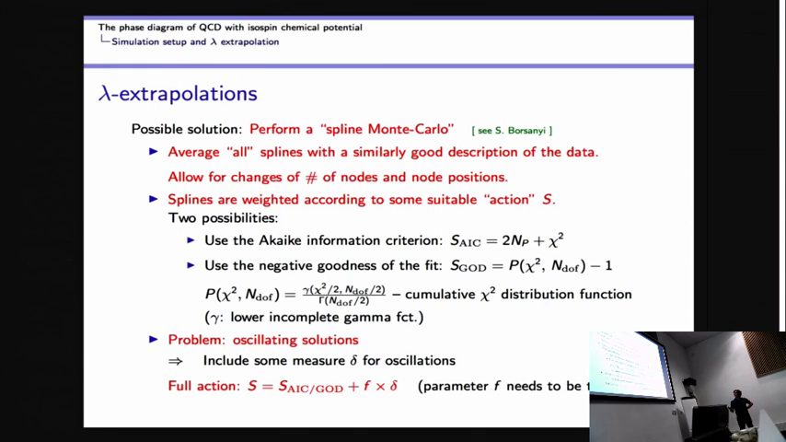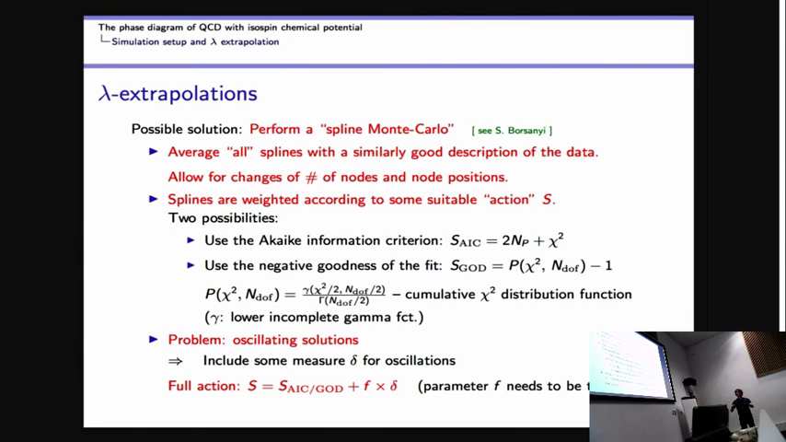There is one more problem. You can obtain oscillating solutions even though the data is basically flat. So it could still be that the spline wiggles, hits the data but wiggles, and this is something that of course you don't want. You can get rid of that by including some measure, which I call delta, for these oscillations, and just including that in your action, which would then suppress these solutions. I will not talk about how we choose this delta here. However, our final action for the spline Monte Carlo looks like this, where we have one free parameter f here, and that needs to be tuned. If f is too large, then that means that this term delta suppresses all of the curvature, and this is of course not what we want, right?